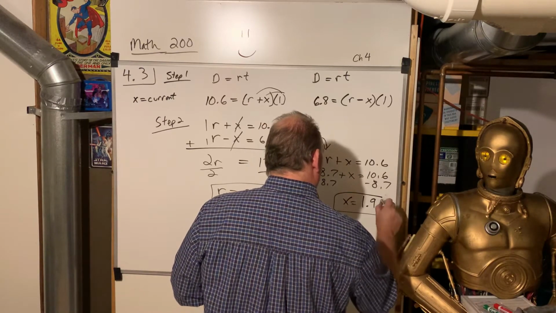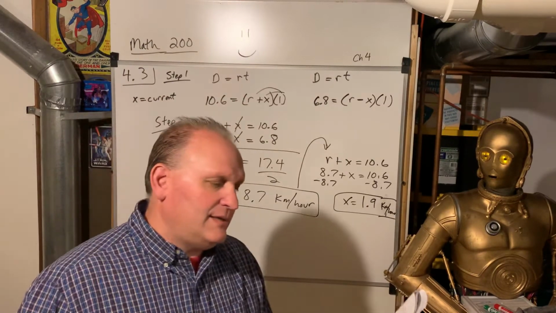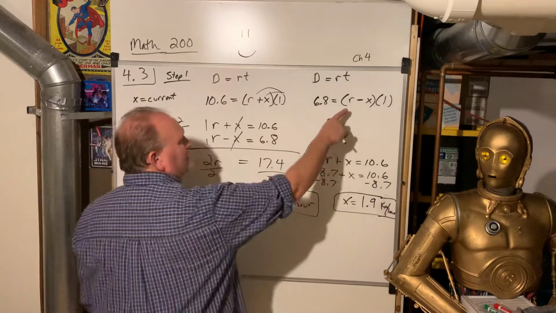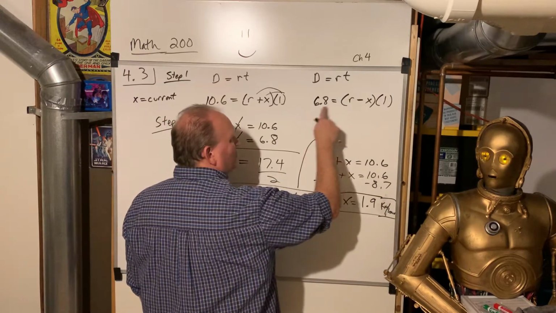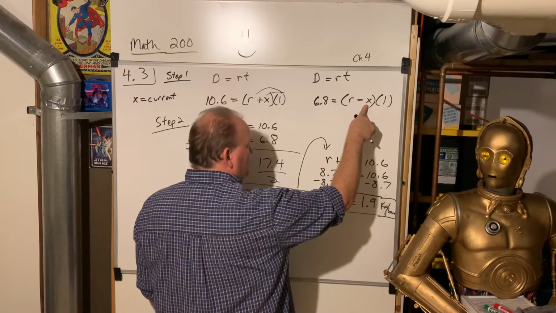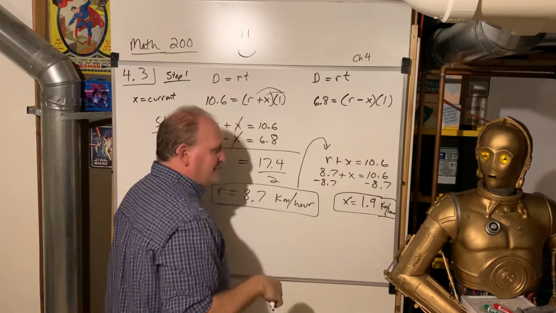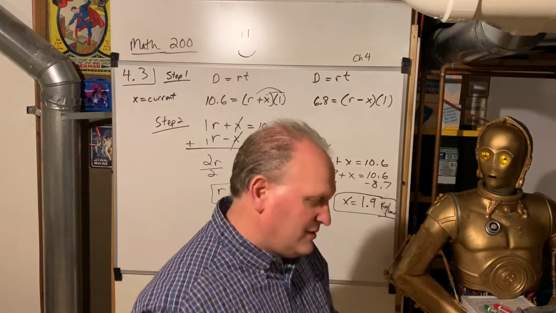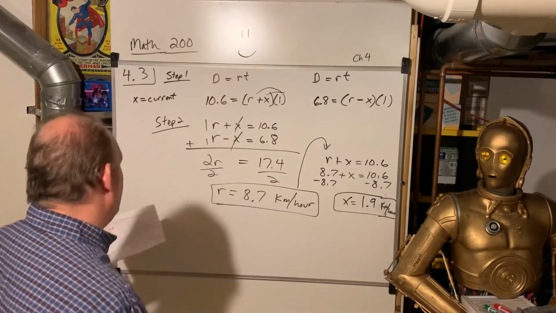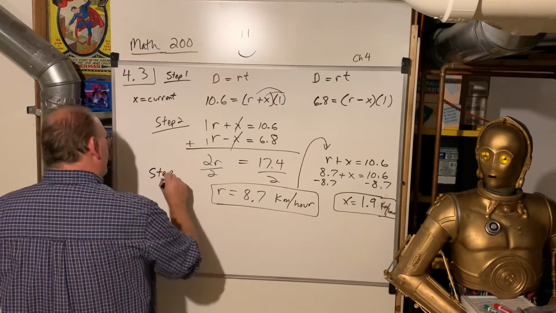Okay, how did I know it was 1.9? It had to be less than 8.7 because otherwise he wouldn't have gone anywhere. It would have pushed him back the other way. So we knew the rate had to be stronger than the current. Otherwise, he wouldn't get 6.8 kilometers. He would be going negative. It would have pushed him. He couldn't beat the current. All right? So that was step 3, was solving. We did step 3 and solved. And then step 4 is check.